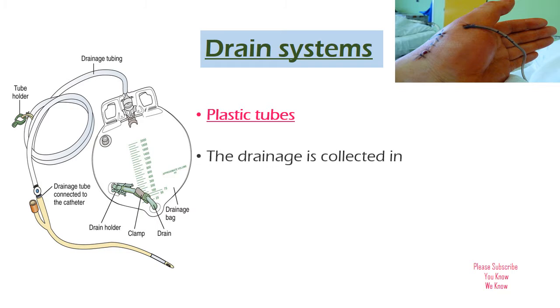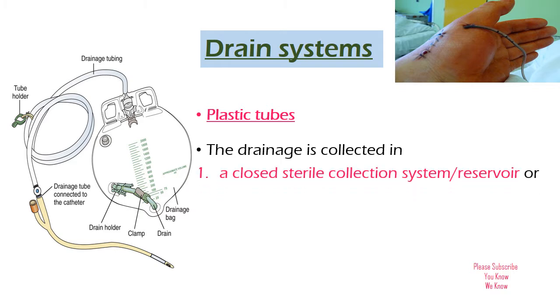A drain system consists of plastic tubes with perforation to allow fluid to drain from the surgical wound site. The drainage is collected in any form, such as a closed sterile collection system or reservoir, or an open system.